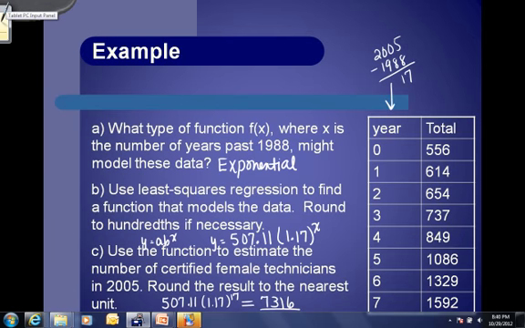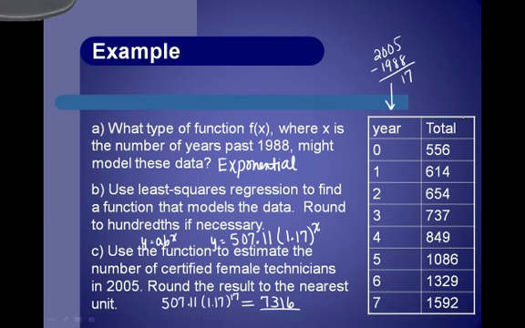Okay, so remember, if they give us the years, we're plugging in for x. If they would have given us the total number of female workers and asked what year that would be, then we would set it equal to the function.